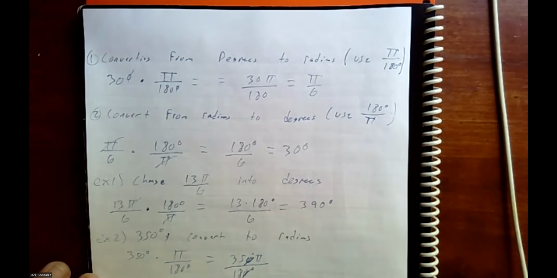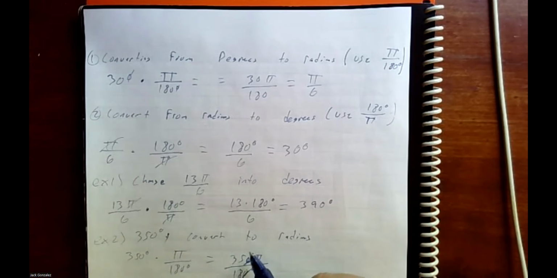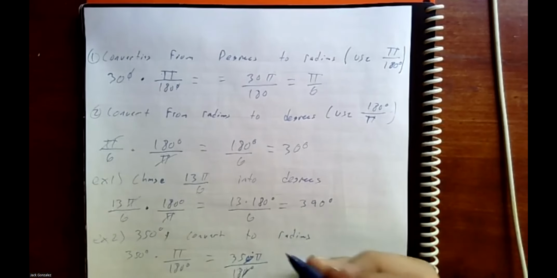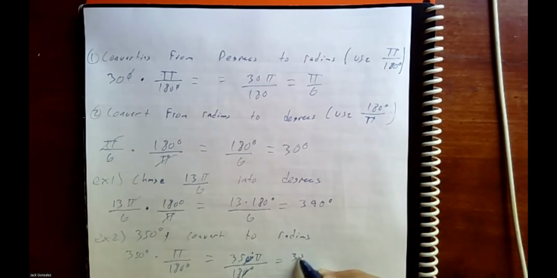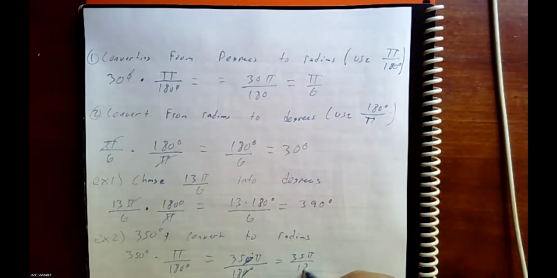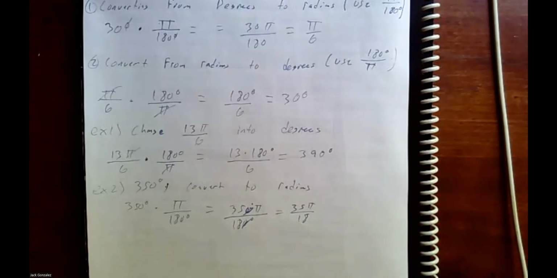Zeros cancel. I don't think it reduces any further. 35 is what? 7 times 5? 7 does not go into 18, 5 does not go into 18. I think that's it, it's 35 pi over 18. So just make sure you reduce your fractions when you do conversions and then type it. That's all there is to do.